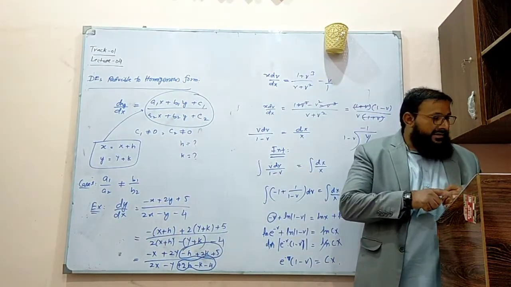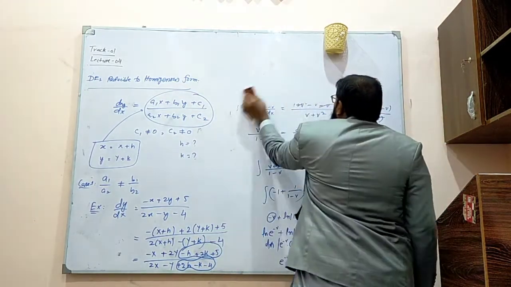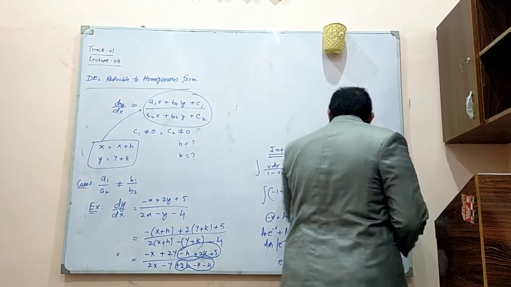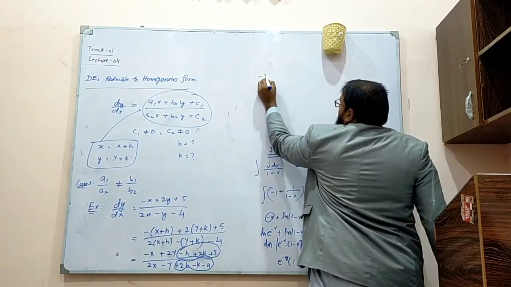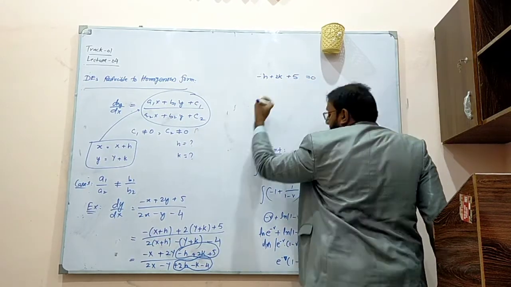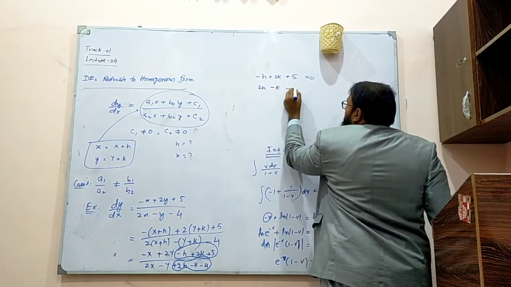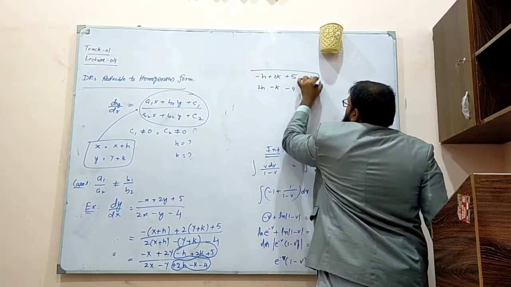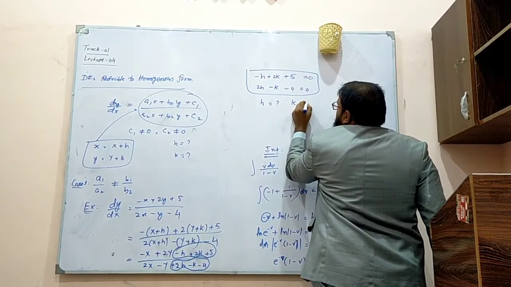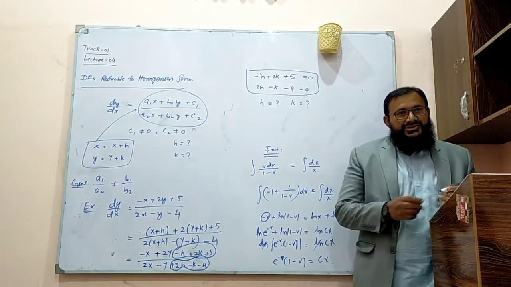This is the first idea. But you have to find the values of h and k. How do you find those values? By solving simultaneous equations. What are the simultaneous equations? Minus h plus 2k plus 5 equals 0, and 2h minus k minus 4 equals 0. This is a system of two equations in two variables. You can easily get the values of h and k, and at the end, you will use these values.